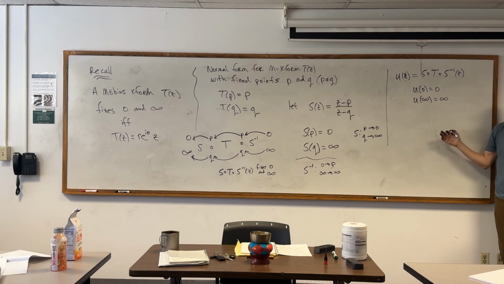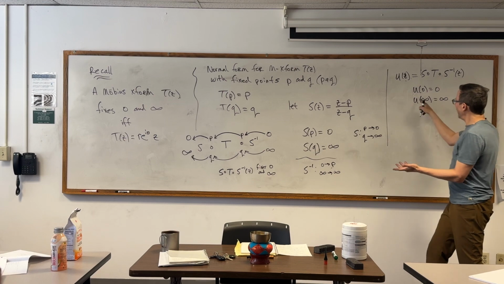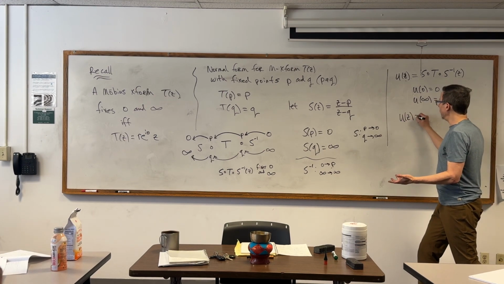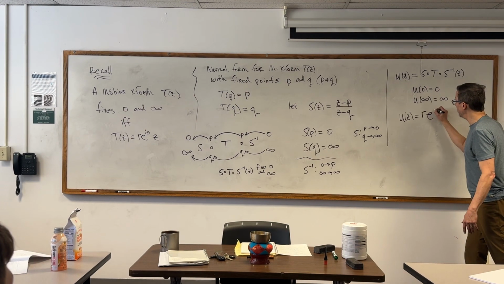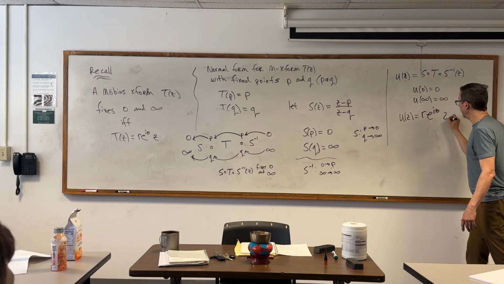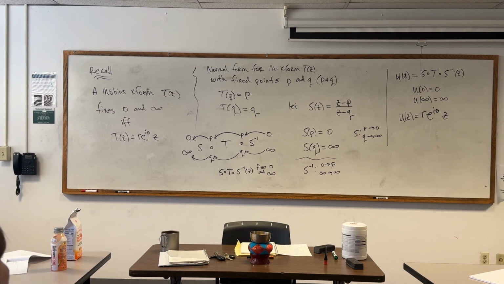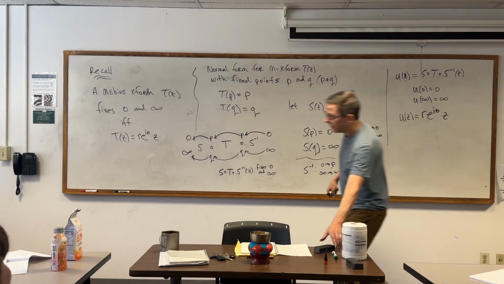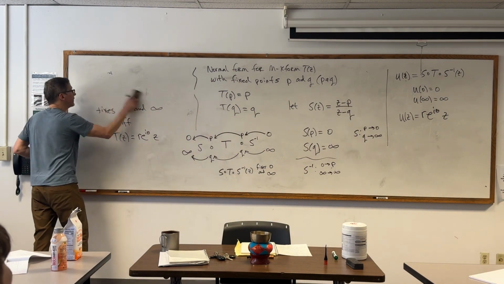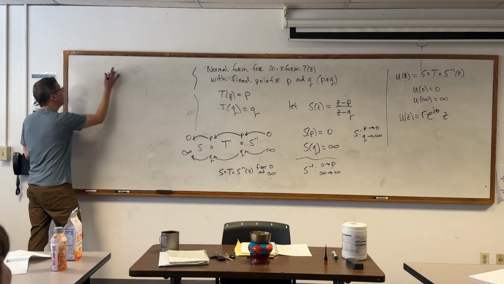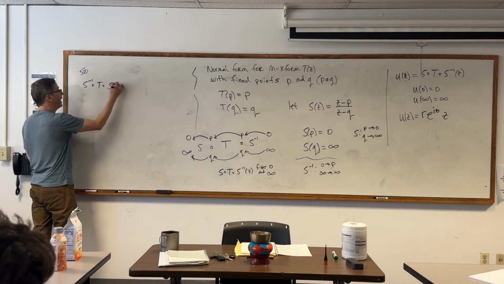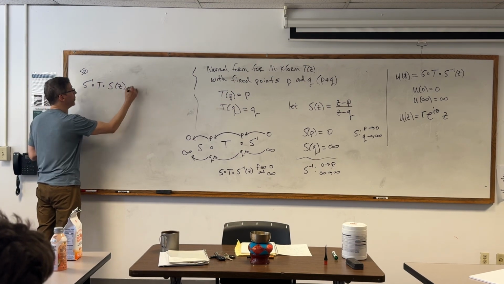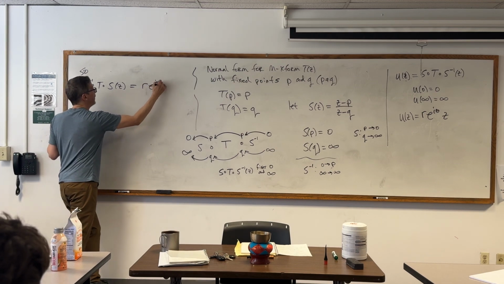If U does this, what must U of Z look like? The R e to the i theta. Yes, the thing Ella gave us, that U must look like this times Z. It's just some multiple of Z. Let's summarize that on the left side. So S inverse of T of S of Z is this U, but now we're just going to call it this.